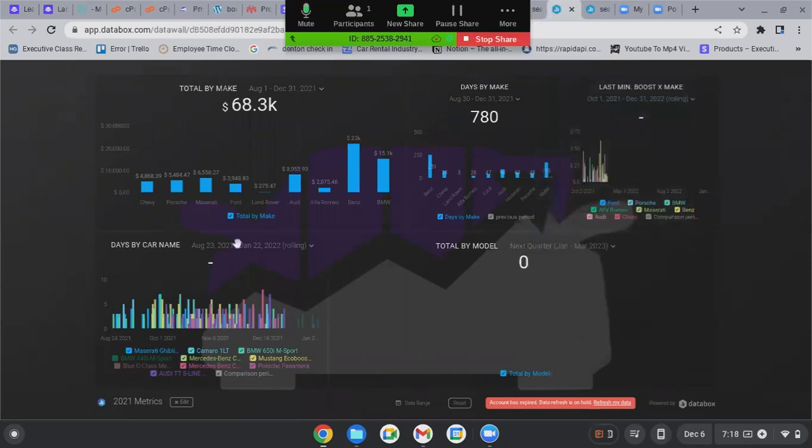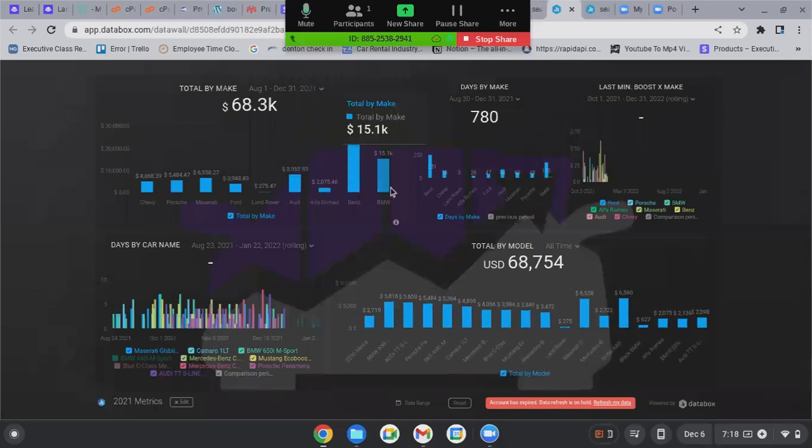And then we can see what is the total revenue per make in Q4 of last year. So we can see Chevy, Porsche, Maserati, Ford, Audi, Alfa, Mercedes, BMW. We can see how many days of rent we got in each of these by make. We can see how much revenue was brought in on last minute boost. We can see how many days by model by month. We can see how much revenue by model. So we can look at by make and by model. And we can figure out what percentage of our revenue total came from every specific model.